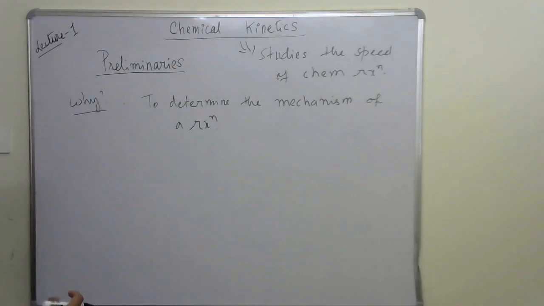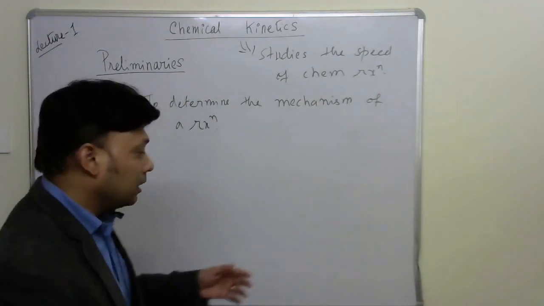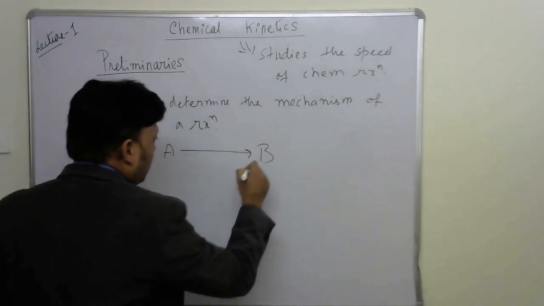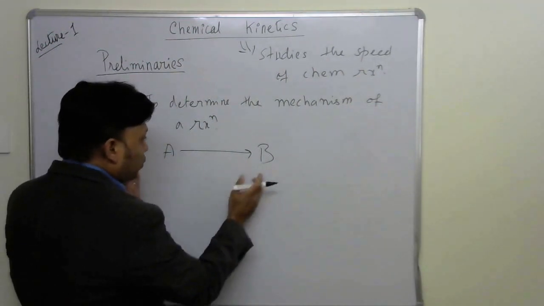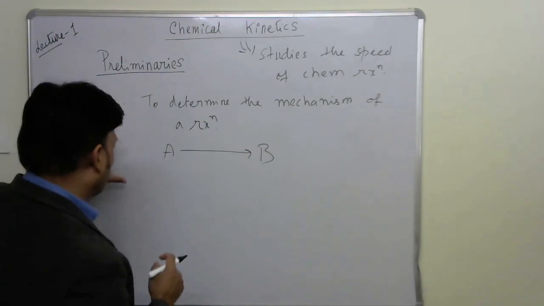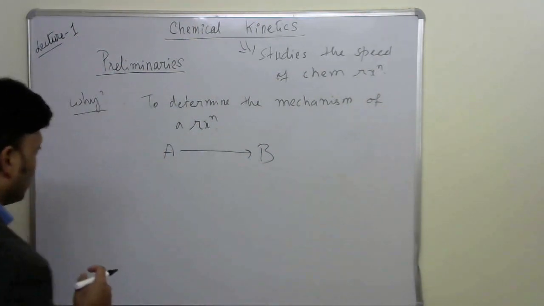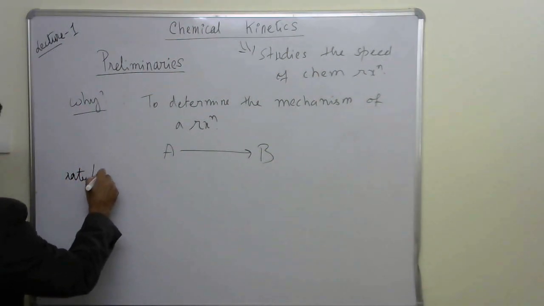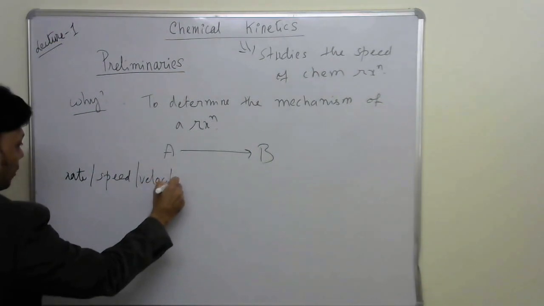The next question is how to represent a chemical reaction in terms of its speed. Let us assume there is a chemical reaction, a very simple one, where a reactant A is changing into B. How can we express the rate, or the speed, or the velocity of this chemical reaction?